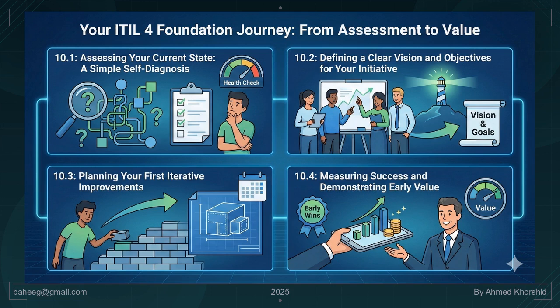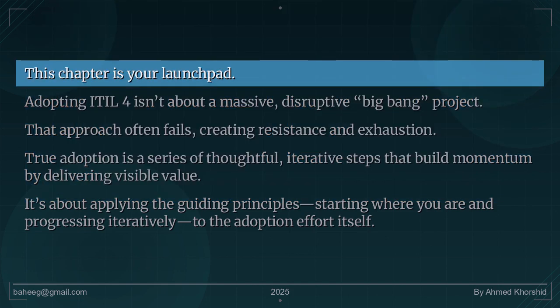Sections: 10.1, Assessing your current state, a simple self-diagnosis. 10.2, Defining a clear vision and objectives for your initiative. 10.3, Planning your first iterative improvements. 10.4, Measuring success and demonstrating early value. This chapter is your launch pad.